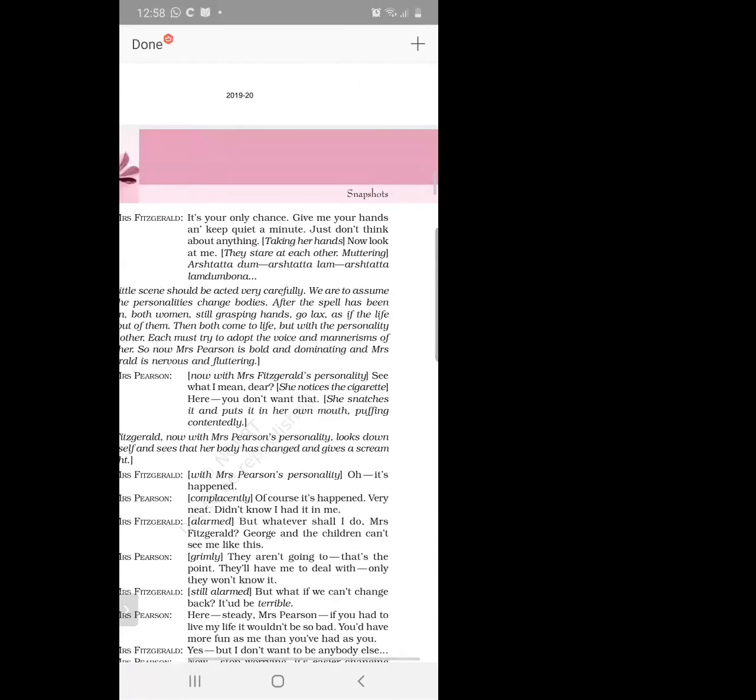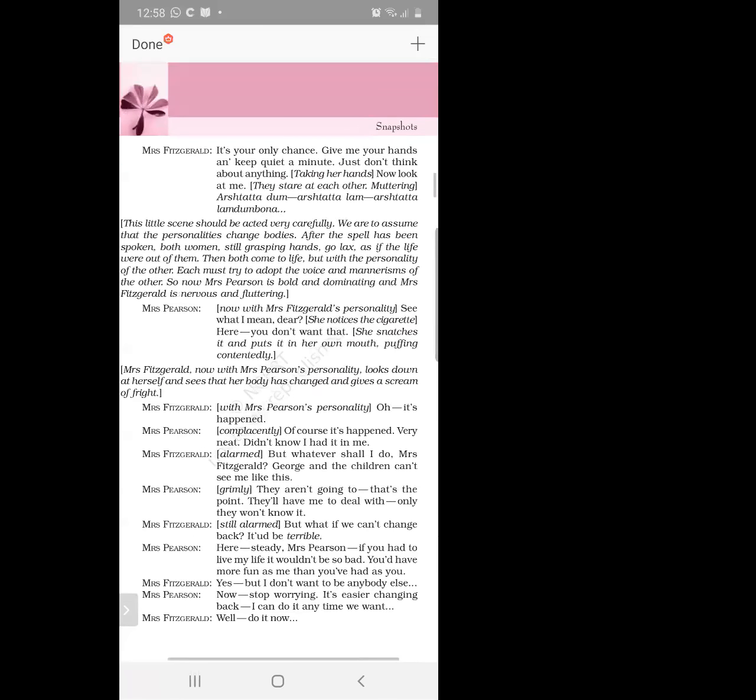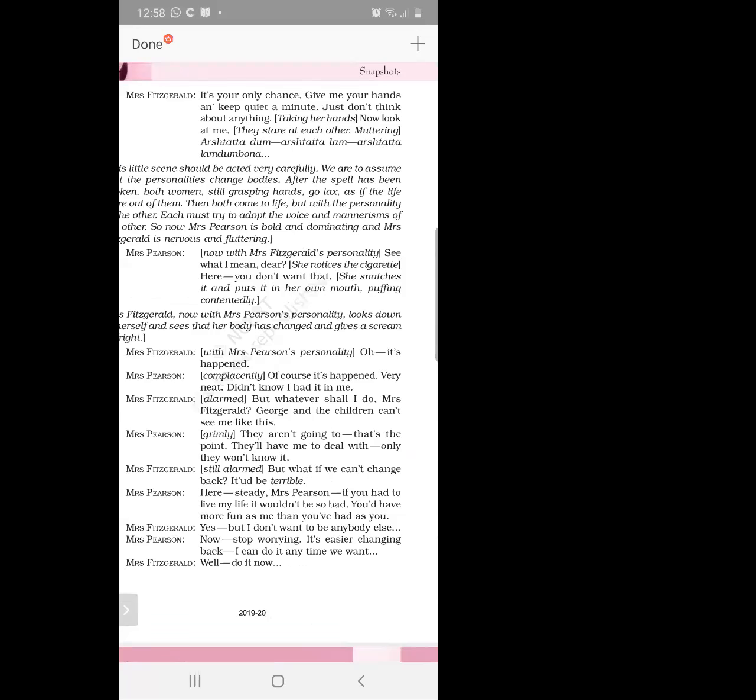So here we find Mrs. Fitzgerald says, it's your only chance. This is the only chance you have. You give me your hands and keep quiet for a minute. Just don't think about anything. Keep quiet and give me your hands. So this is some kind of black magic or hypnotism. Whatever she's doing, basically she's interchanging the personality with Mrs. Pearson. Now, in the body of Mrs. Pearson, Mrs. Fitzgerald will be transferred, and in the body of Mrs. Fitzgerald, Mrs. Pearson will be transferred.